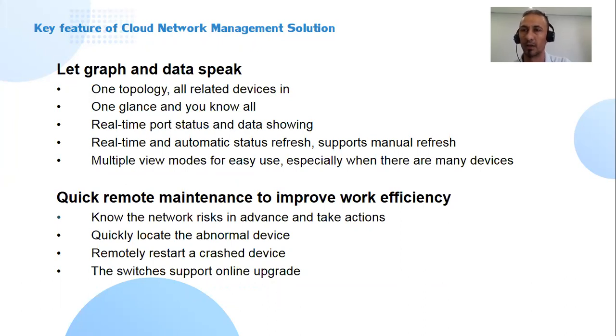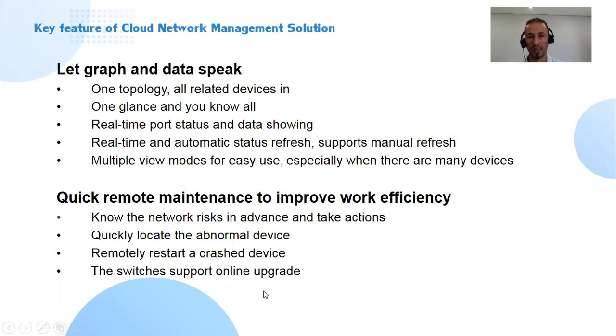We'll then see which devices are currently online and which devices are offline. We are also able to see when the device went offline. It gives us the time and the date, the timestamp of this. We can also do quick remote maintenance to improve work efficiency. We can receive a notification even before the client knows his device is offline. If a device goes offline, we'll receive a notification immediately. We can then log into that device and rectify the problem without physically going to site.